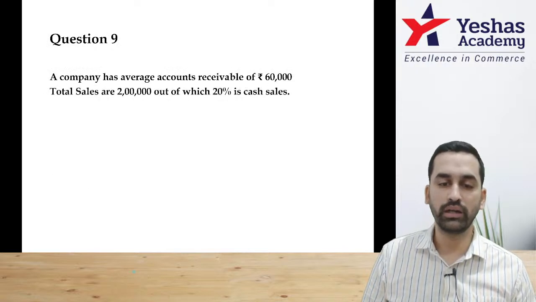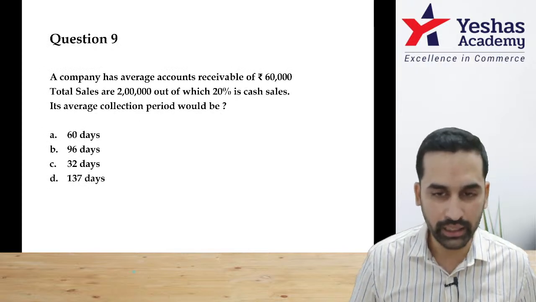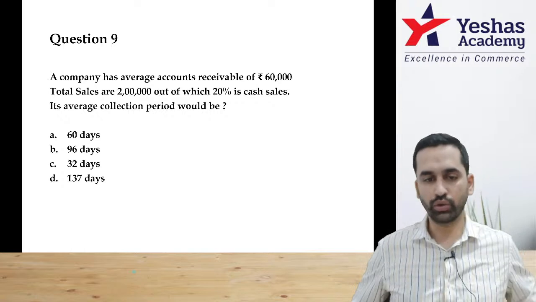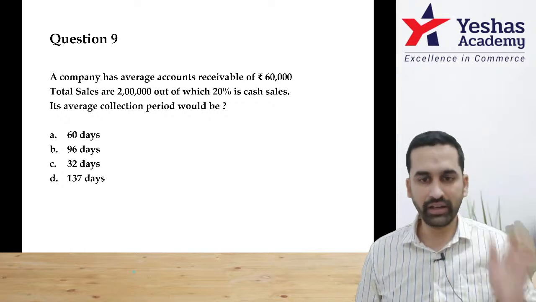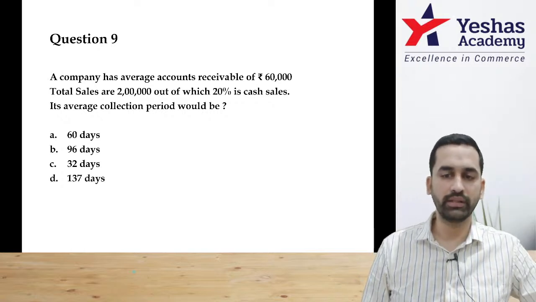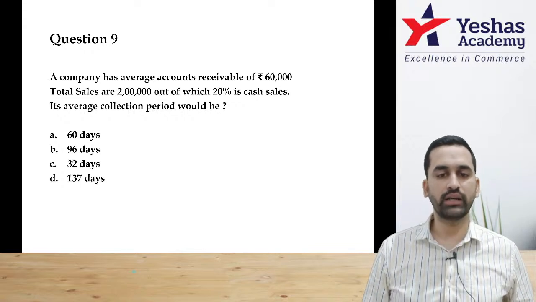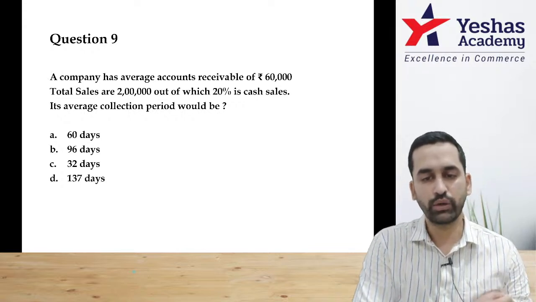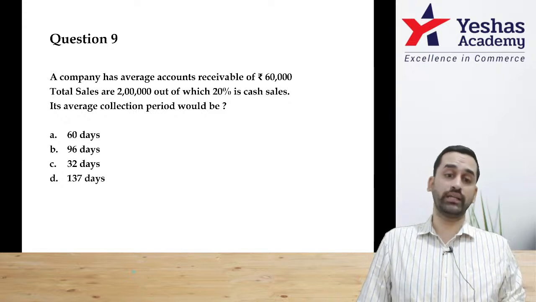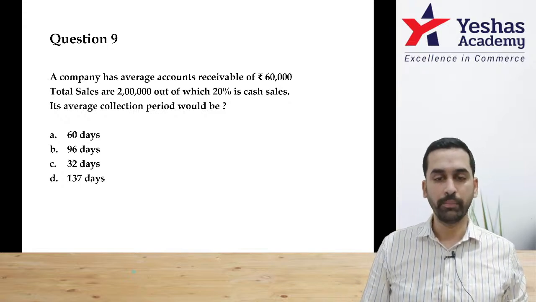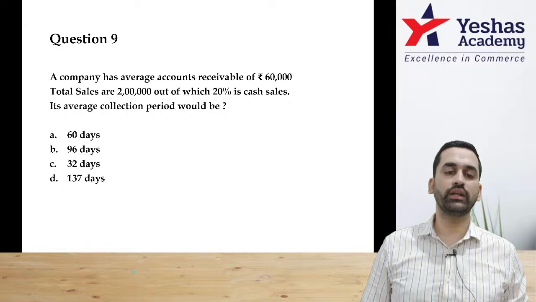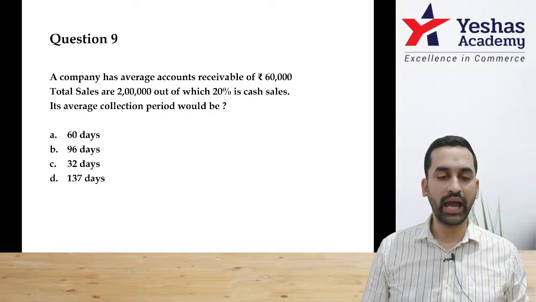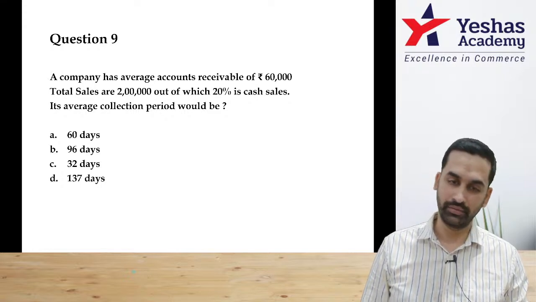Question number 9. I will wait. I want you to try. A company has average debtors receivable of 60,000. Total sales are 2 lakh, out of which 20% is cash sale. If 20% is cash sale, balance is credit. Question is, calculate its average collection period.